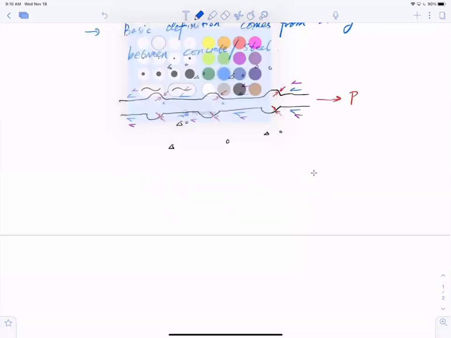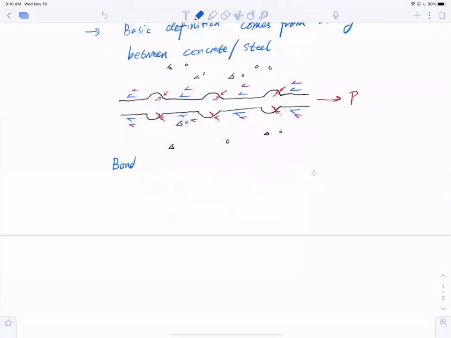So we can say that the bond is contributed from these factors, from the following factors.